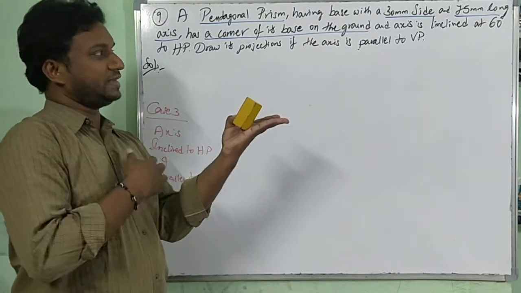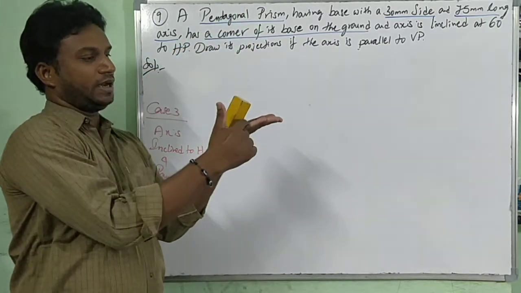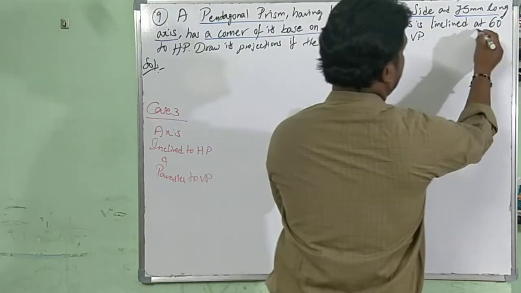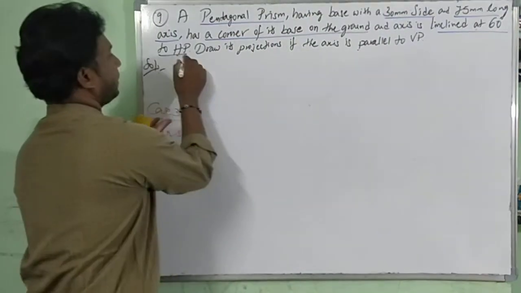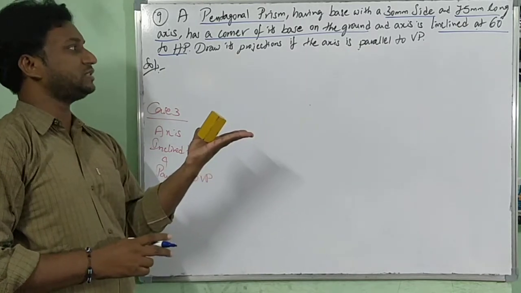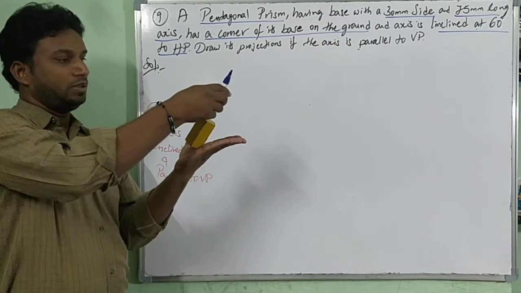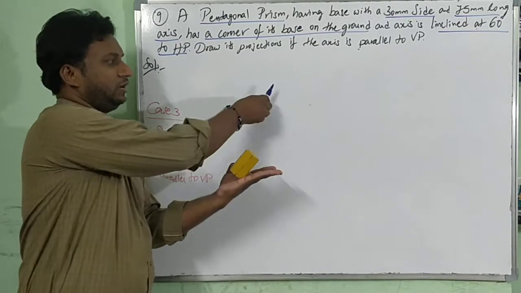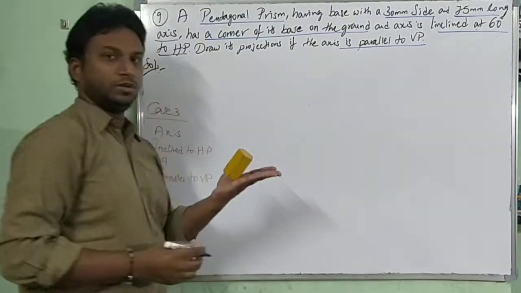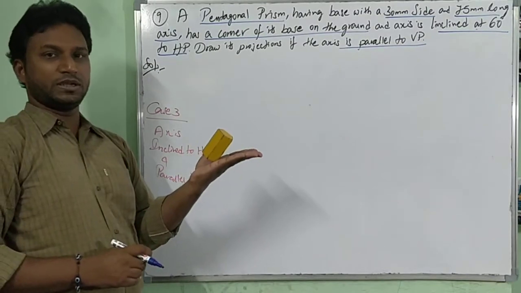And the axis, an imaginary line here, is at an angle of 60 degrees to HP. Draw its projections, where the axis is parallel to VP. This axis is, if it is a line, parallel. Axis parallel to VP. Simple two-step method of solving the problem.